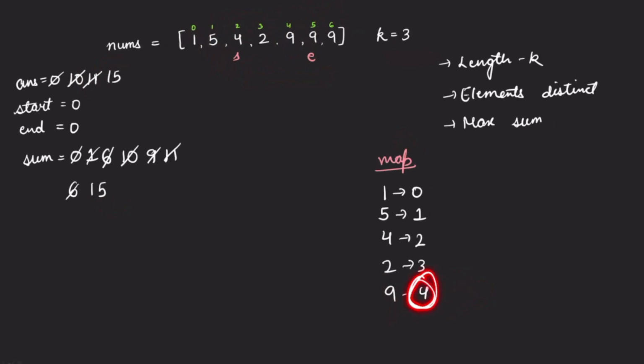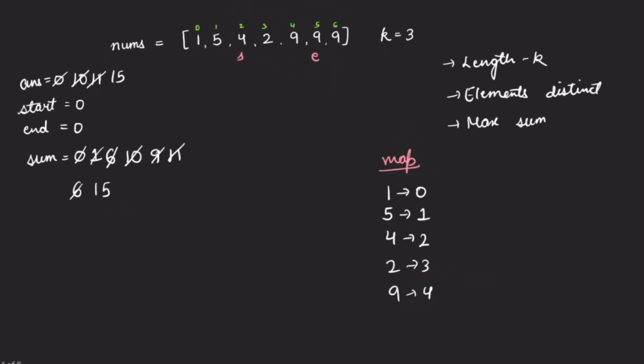But in this case, the index of 9 is greater than start, then that means it is present in the current subarray. So we won't consider it. We won't consider this subarray. So now what are we going to do? We are going to shift our start towards the right until we have distinct elements in our subarray, right? So basically you will move your start to the last index of 9 plus 1, because when your start would be present at 5, only then we can say that the repeated 9 has been removed from the subarray, right?